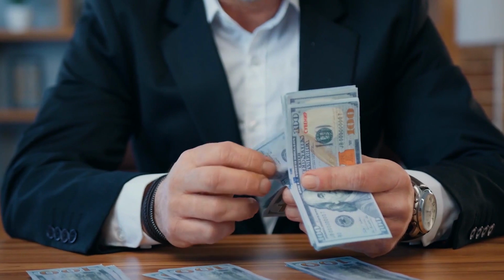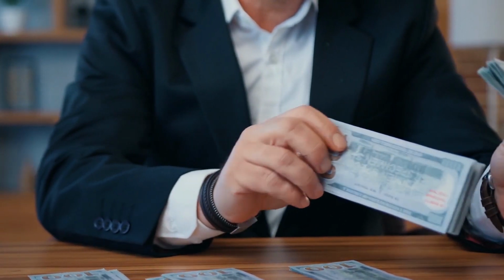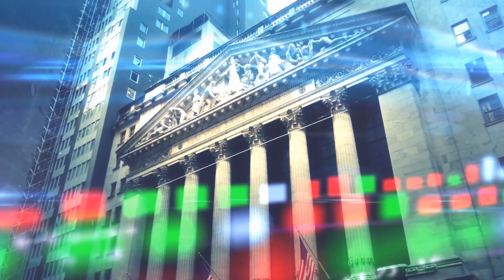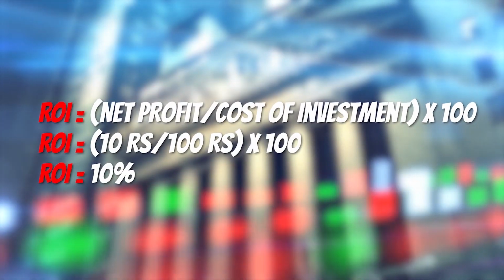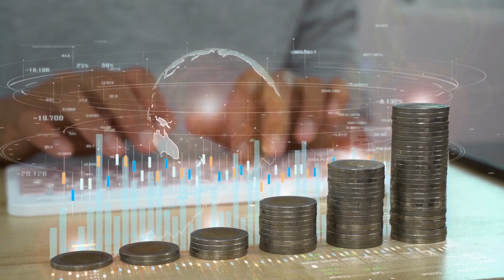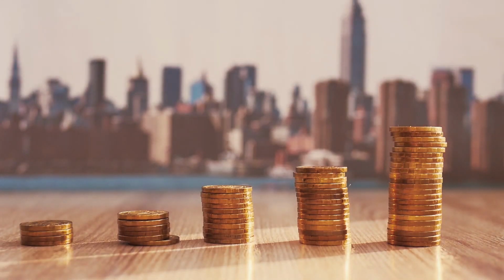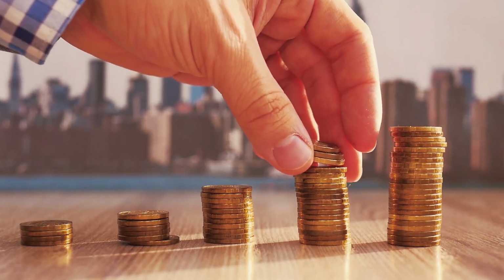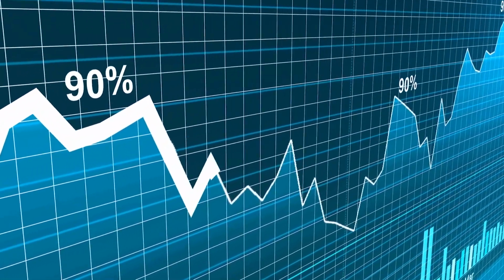For example, if you put 100 rupees into a stock and it goes up in price by 10 rupees, your net profit is 10 rupees. If you sell the stock, your net profit on investment is 10%. Here's how to figure it out. ROI can be calculated for stocks, bonds, real estate, and other investments. It is an excellent way to compare how well different investments did because it considers how much money was invested and how much money was made. This was all for what is ROI and how it works.